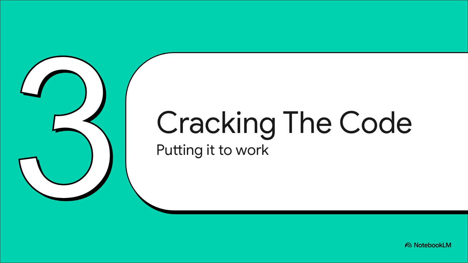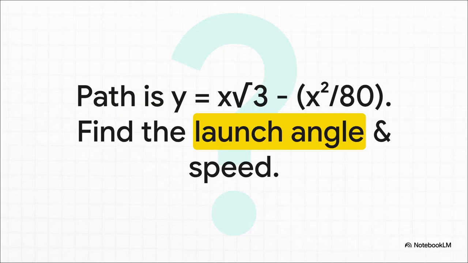Okay, so we have the code, but what good is a code if you can't use it, right? So let's take a sample problem and use our new master equation like a decoder ring to uncover the secrets of a throw. So here's our mystery. We've been given the equation for one specific projectile's path, but we have no idea how it was thrown.